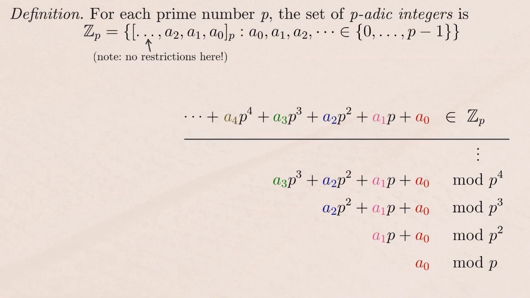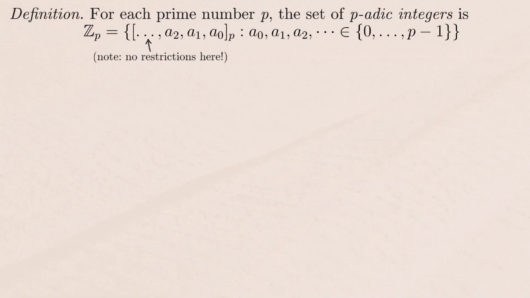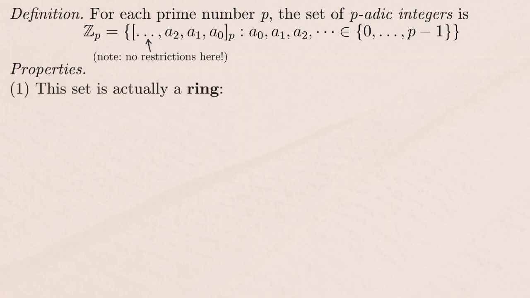Now there's a lot more to say about these things, and I do hope to come back to them later, but for now we'll content ourselves with the following properties. Firstly, Z_p is not just a set, it's actually a ring. That is, we can add, subtract, and multiply its elements. In fact, the method is almost exactly the way you learn to add, subtract, and multiply in primary school, but now accounting for the infinitely many digits to the left.